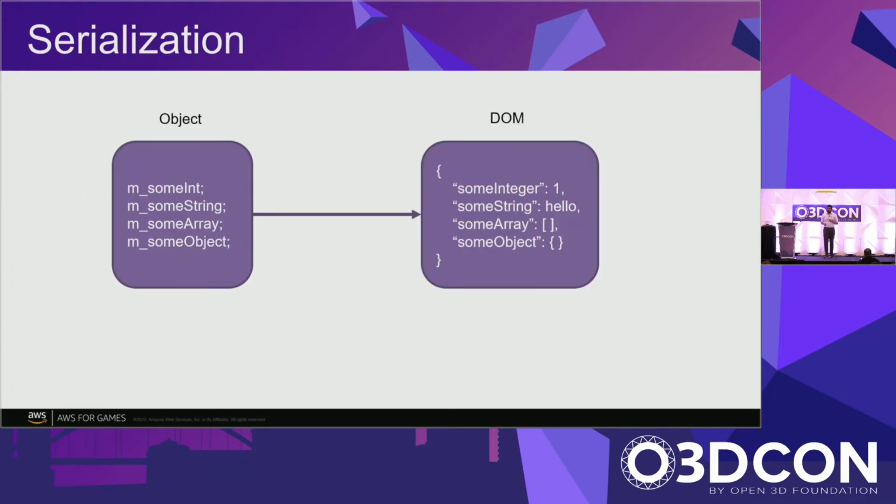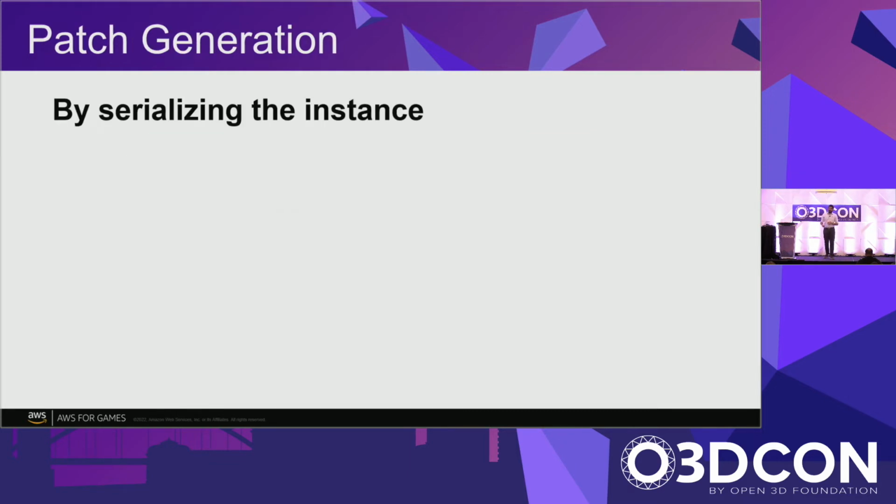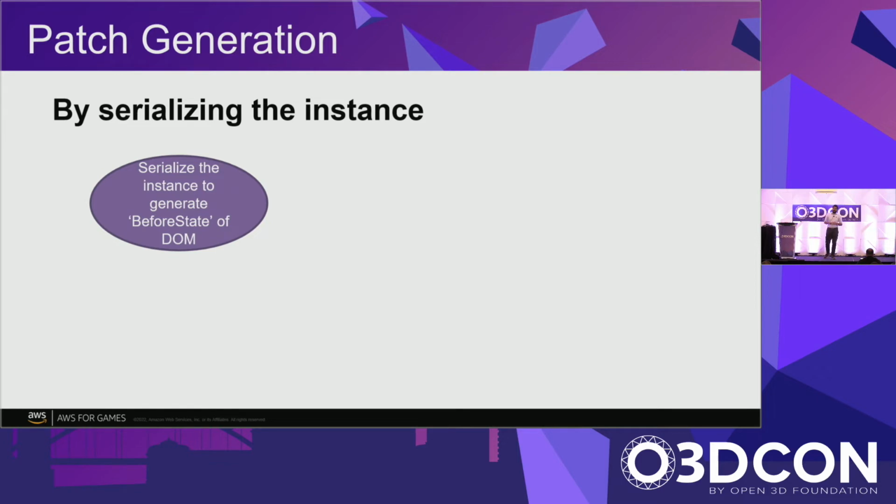So a serialization looks like this. Let's say you have an object that has an integer, a string, and an array, an object. When that is serialized, the DOM looks something like this, or could look something like this. And deserialization, again, it's the opposite. You start with a DOM, and then you go into the object. So to generate patches, generating patches is the first step that we do for propagation. And this is an area where we have done a lot of optimizations since we started generating patches.